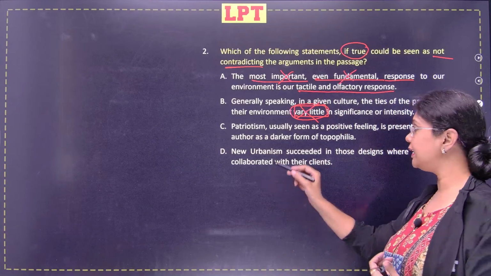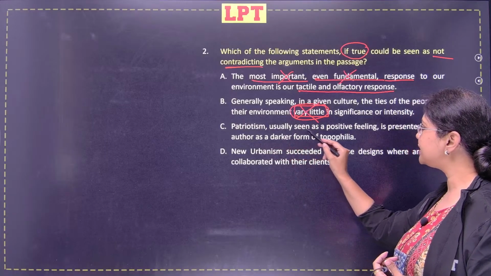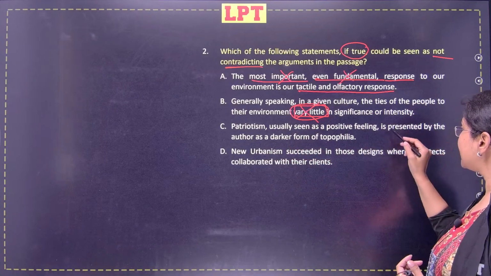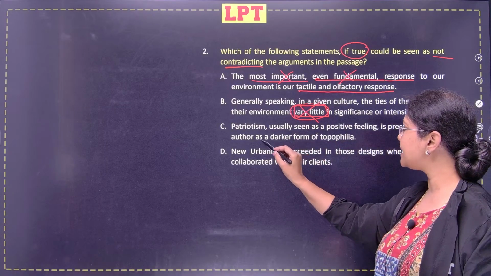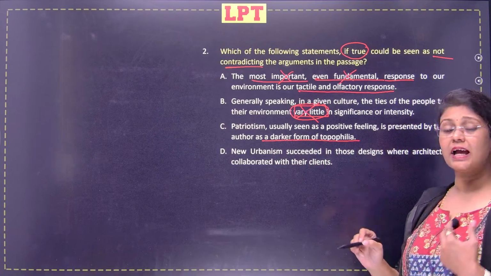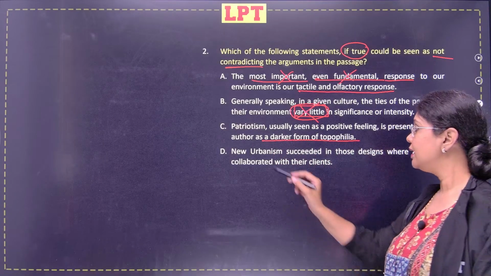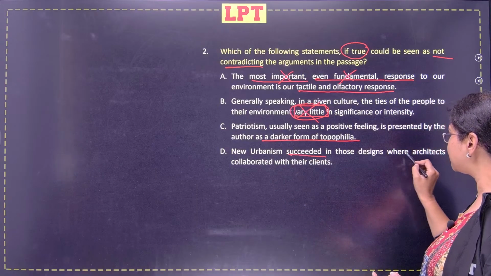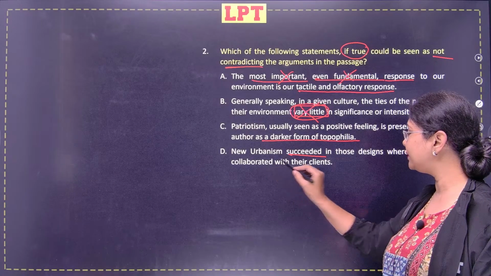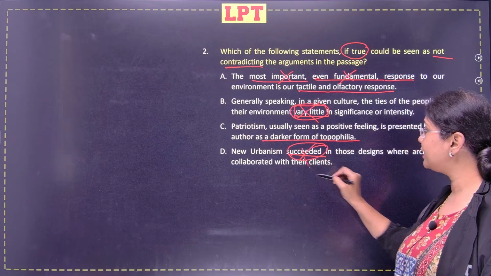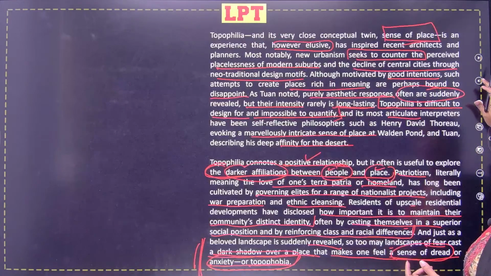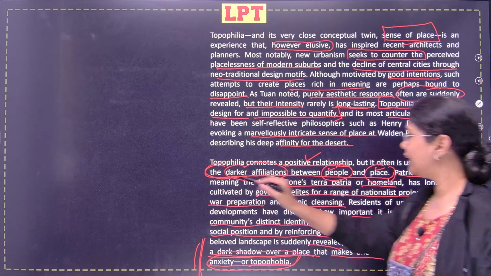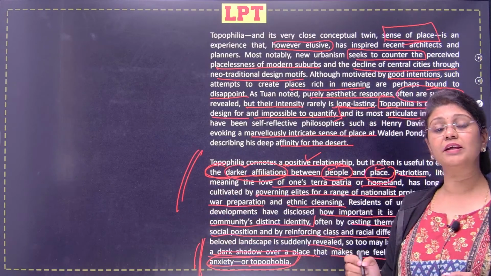Let's look at C. It says patriotism, usually seen as a positive feeling, is presented by the author as a darker form of topophilia. That's C option. Let's also look at D. D says new urbanism succeeded in those designs where architects collaborated with their clients. So this is again problematic. Let's go back to the passage here. Yeah, so here is where you find the reference to this option.